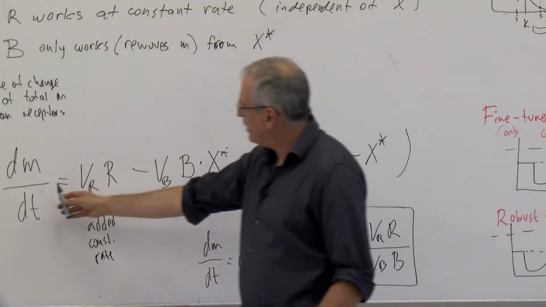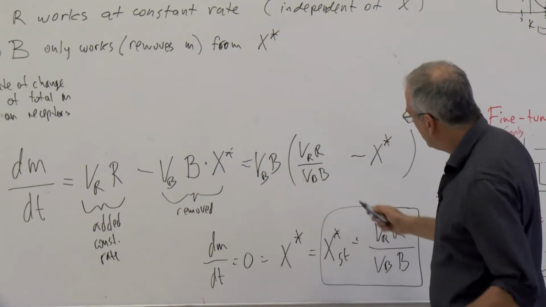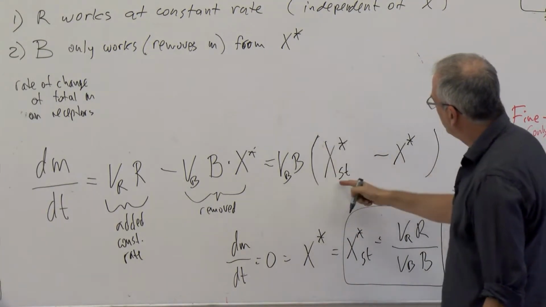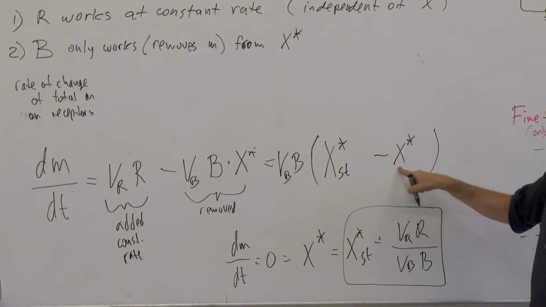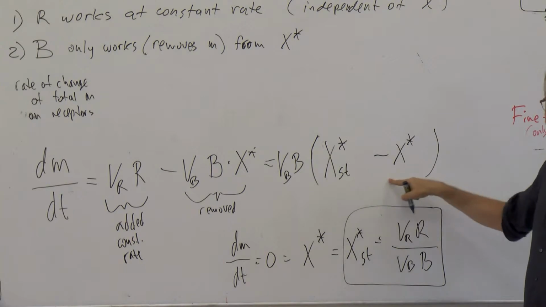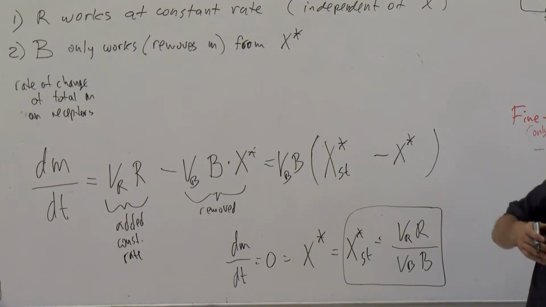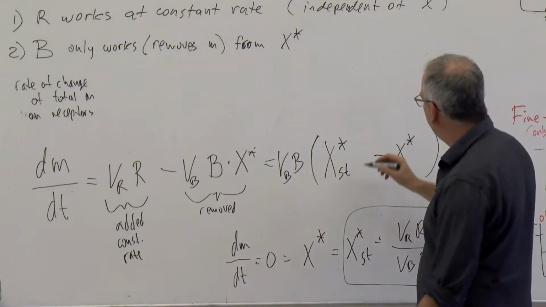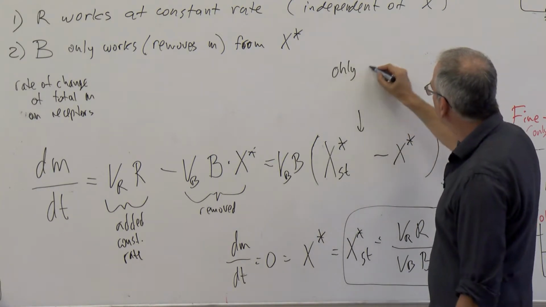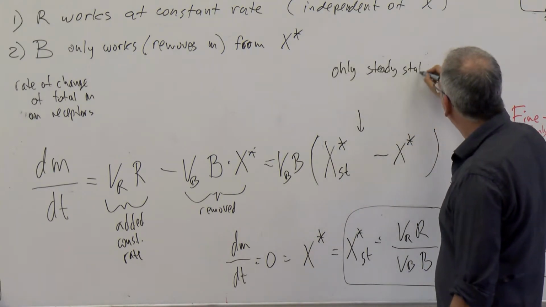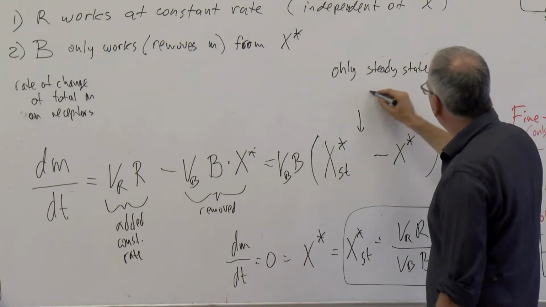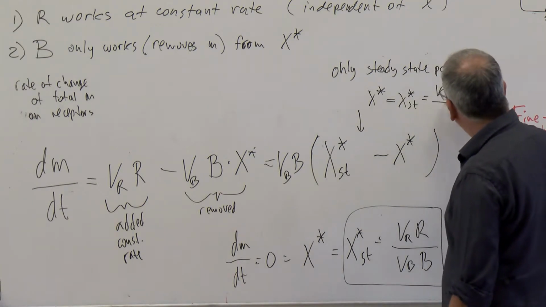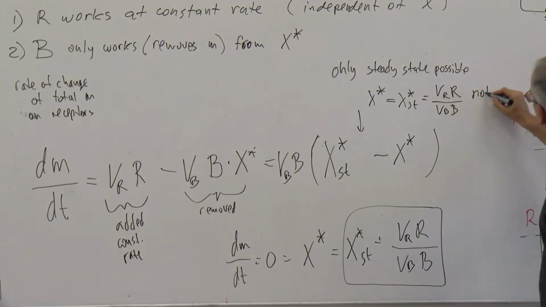And what we have here is methylation that looks at the difference between the current activity and the steady state activity. The only steady state possible is when X star activity goes back to this X star steady state, which is dependent on the proteins, but not on S.